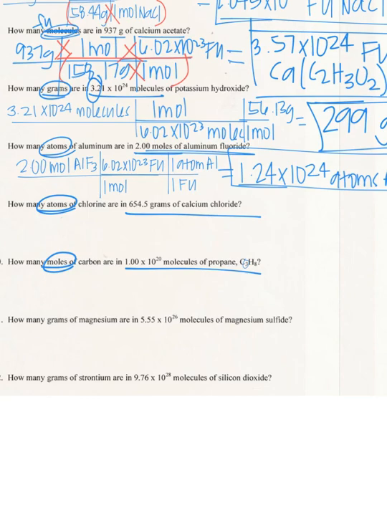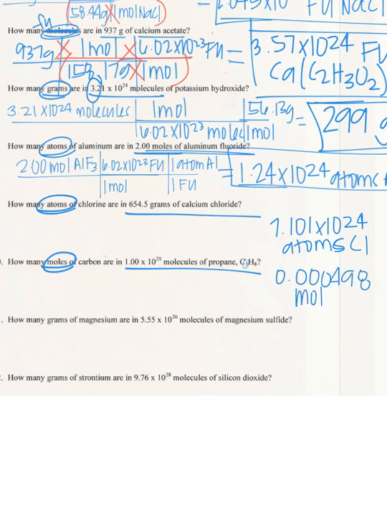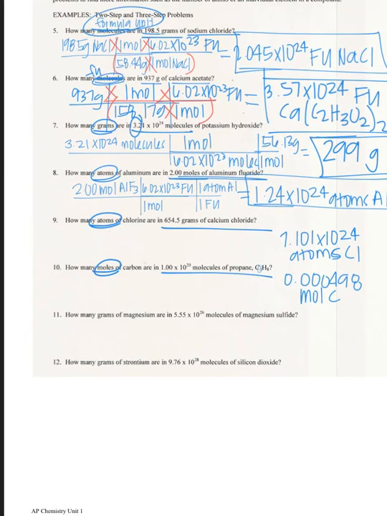So here I have 7.101 times 10 to the 24th atoms of chlorine. Here I have 0.000498 moles of carbon. This one, they want grams of magnesium from molecules of magnesium sulfide. And your answer there should be 22,400, and that's grams of magnesium.